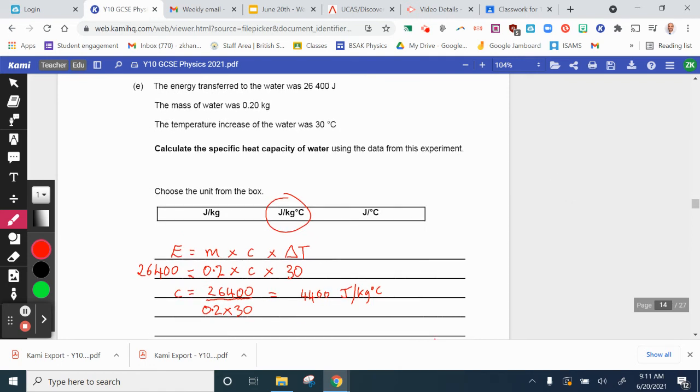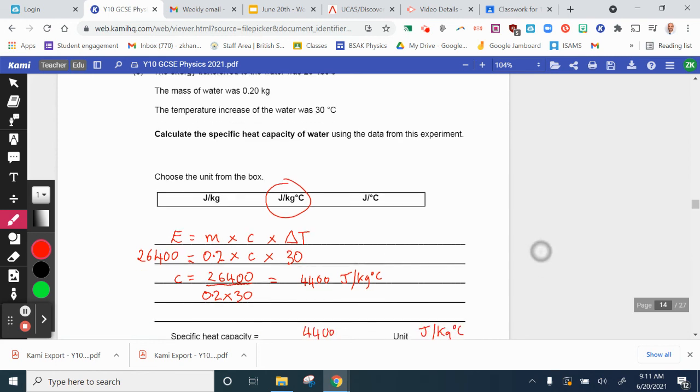A calculation is required in part E. The energy transferred to the water is 26,400 joules. The mass of the water that's been heated up is 0.2 kilograms, and the temperature increase is 30 degrees. Now, let's check if these units are all the right units we use when we use calculations. Yep, that's joules. No need of conversion here. That's kilograms. We use kilograms in the formula, and we don't use grams, so that does not need converting. And degrees Celsius, so that is the correct unit as well. No need for a conversion there.